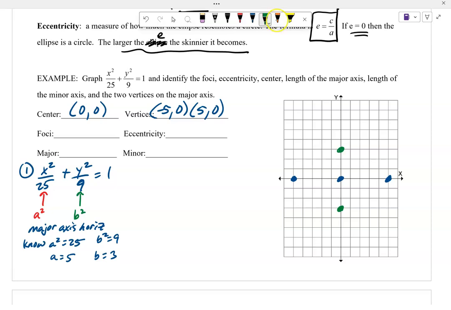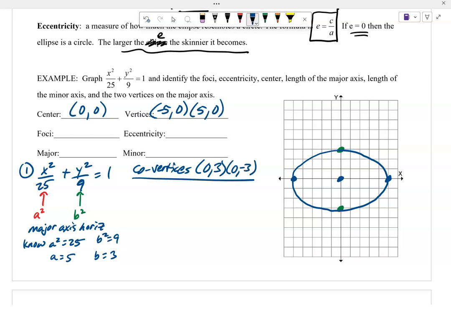Okay, so I could draw this pretty decently at this point based on my vertices and my co-vertices. I'm going to add in co-vertices 0, 3, and 0, negative 3, and add that line in. Okay. Now, let's go ahead and find our foci. Where are they?